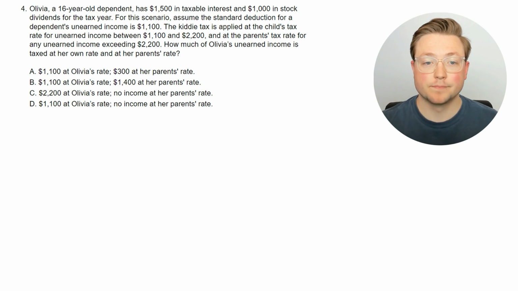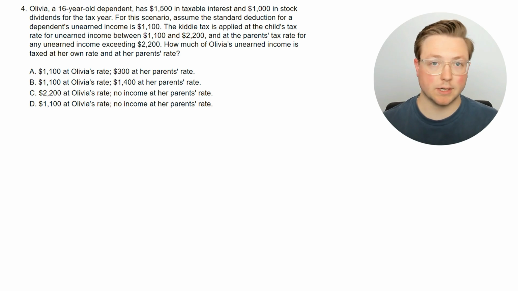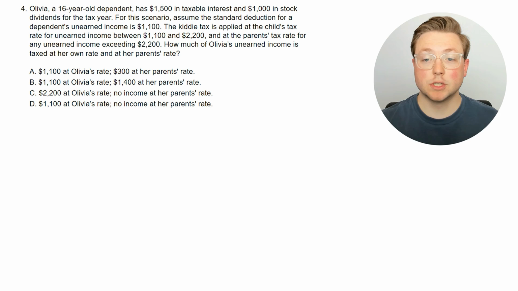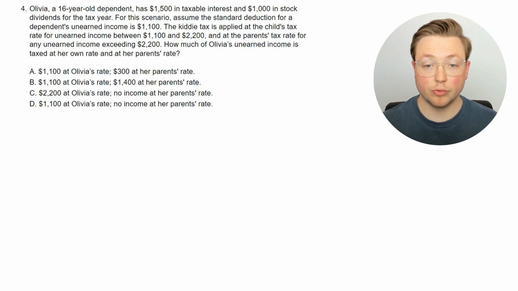Okay, here is question 4. Olivia, a 16-year-old dependent, has $1,500 in taxable interest and $1,000 in stock dividends for the tax year. For this scenario, assume the standard deduction for a dependent's unearned income is $1,100. So this is a different standard deduction than the normal standard deduction we've talked about in previous videos. The Kiddie tax is applied at the child's tax rate for unearned income between $1,100 and $2,200, and at the parent's tax rate for any unearned income exceeding $2,200. How much of Olivia's unearned income is taxed at her own rate and at her parent's rate? So again, this is called the Kiddie tax. Let's dive into the answer to learn how this works.